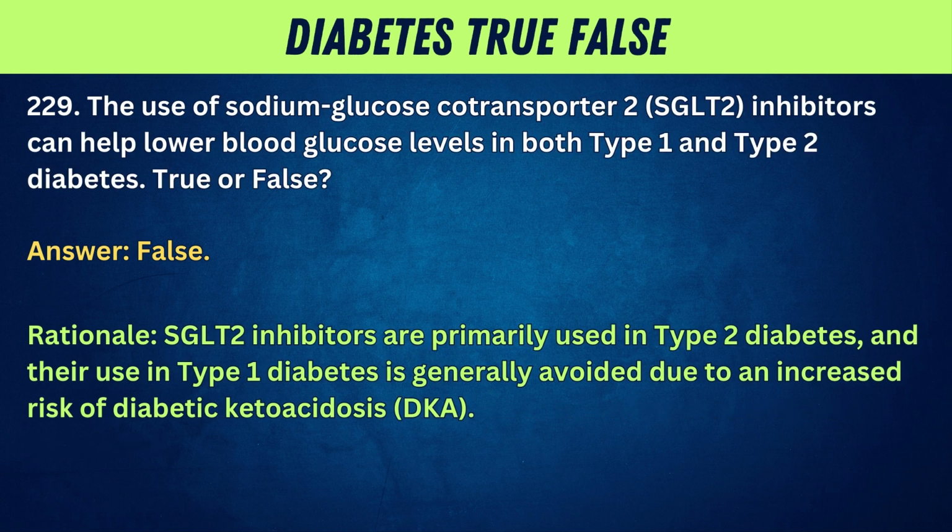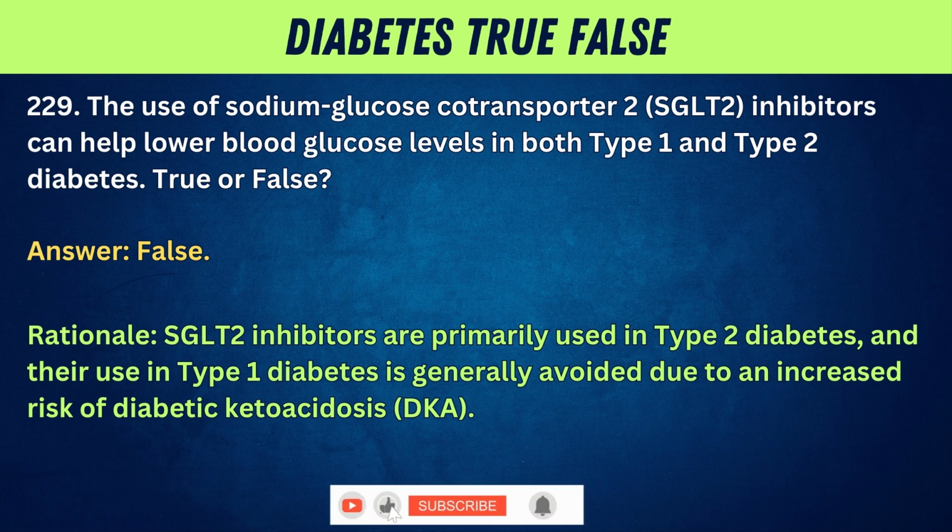229. The use of sodium glucose cotransporter 2, SGLT2, inhibitors can help lower blood glucose levels in both type 1 and type 2 diabetes. True or false? Answer: false. Rationale: SGLT2 inhibitors are primarily used in type 2 diabetes, and their use in type 1 diabetes is generally avoided due to an increased risk of diabetic ketoacidosis, DKA.